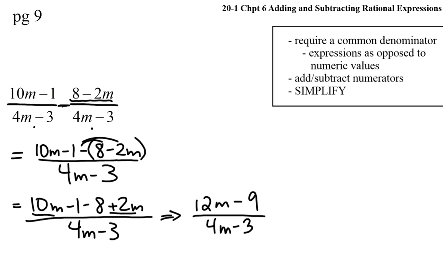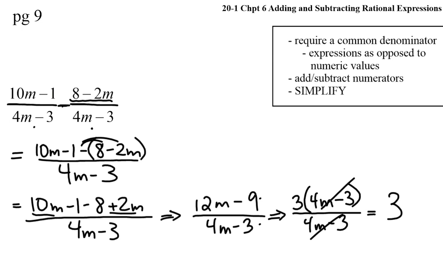Have we simplified completely? We haven't, because remember, simplifying means you factor each numerator and denominator and cancel if you can. Sometimes that might be my final answer, but in this case, I'm really hoping you recognize that your numerator can be factored, because you can factor out a GCF term of 3, which would leave you with 4m minus 3 over 4m minus 3. So 4m minus 3's cancel out, and that initial subtraction of rationals equals 3.